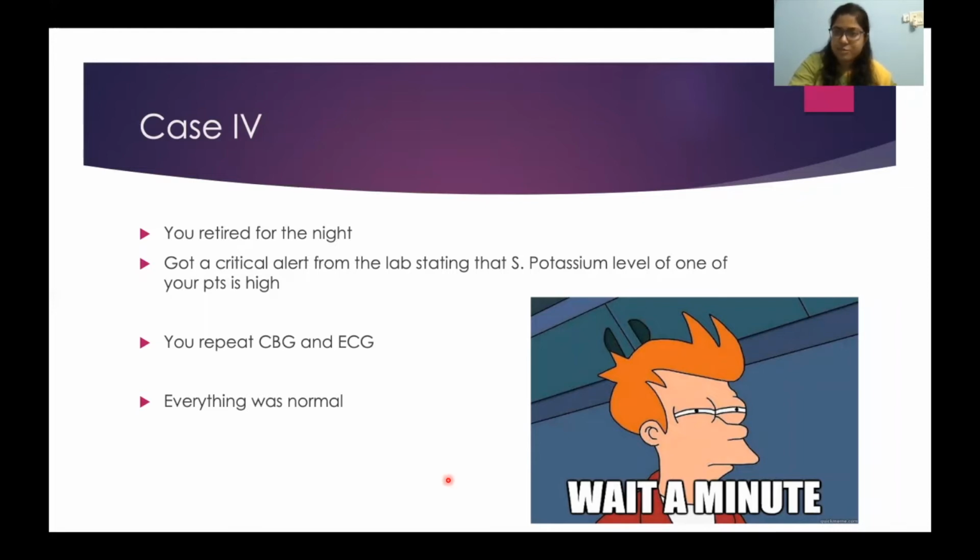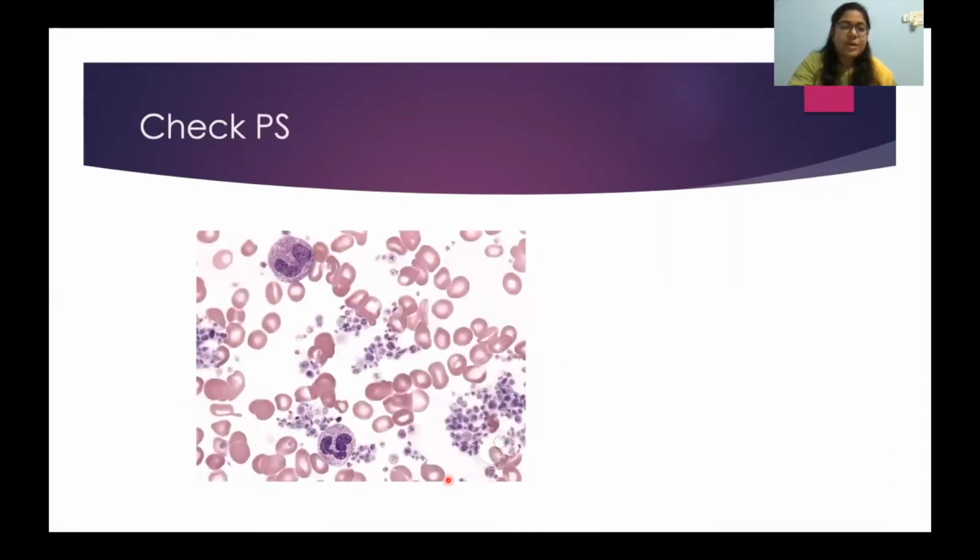Are the lab people doing something wrong? Have they made some mistakes? Have they mixed the samples or something? Okay, in such a scenario, always check for a PS. So in this case, it was an increased platelet count. So there was thrombocytosis. It is a known fact that whenever there is an increased cell count, these cells will degenerate whenever the sample is stored for some time.